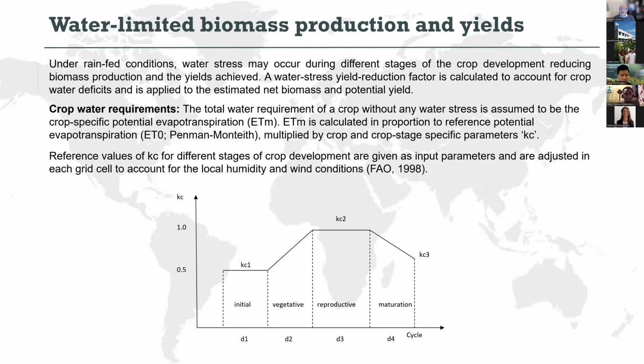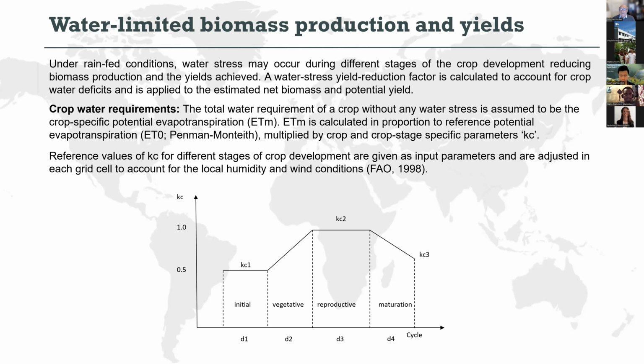Okay. And for that purpose, we use an FAO method. Again, it is well described and documented to calculate a water stress yield reduction factor to account for water deficits in different crop development stages. And that factor is then applied to the estimated net biomass and potential yield to give the attainable agroclimatic yield under water stress.